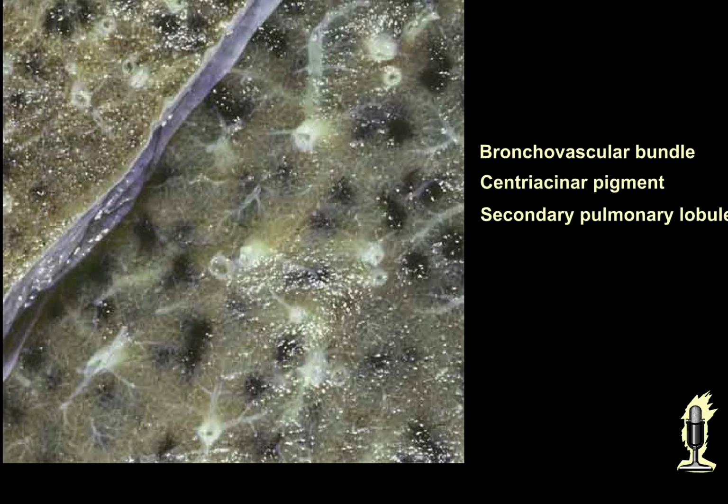In this fresh-cut inflated lung, use the cursor to highlight the bronchovascular bundle and note the overall size of the secondary pulmonary lobule. Also note the anthracotic pigment, which is located in and around the respiratory bronchioles. The respiratory bronchioles are not visible. Note that the centriacinar portion of the lobule is off-center with respect to the bronchovascular bundle.